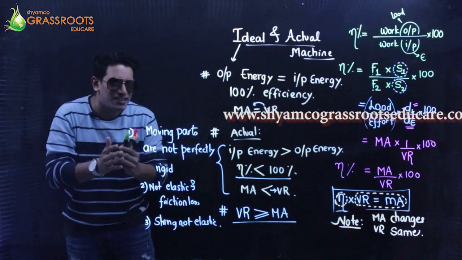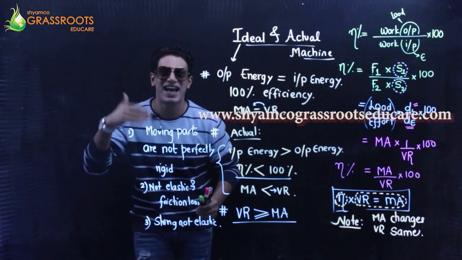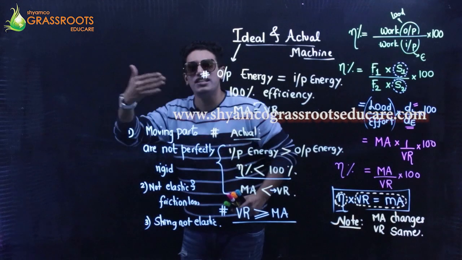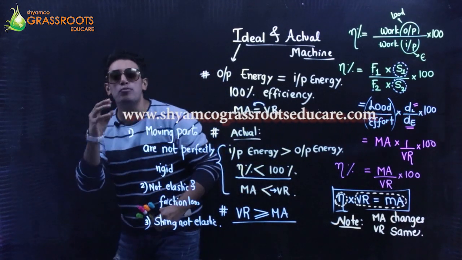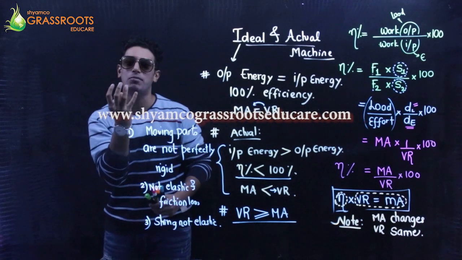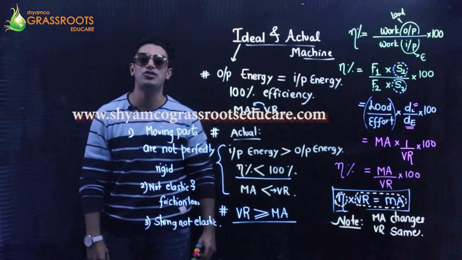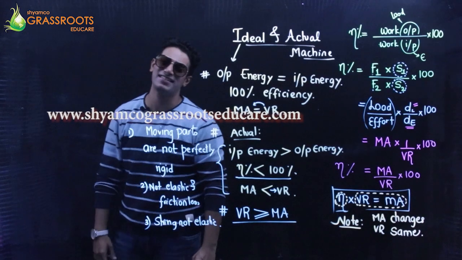Because there is going to be some friction. There's going to be wear and tear. As the machine keeps on running, moving, there has to be the bruising of the parts of the machine, as a result of which the efficiency is going to decrease, guys.